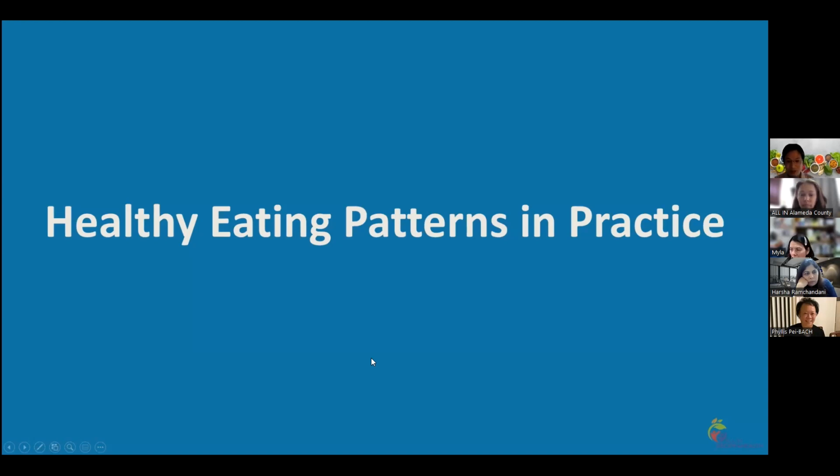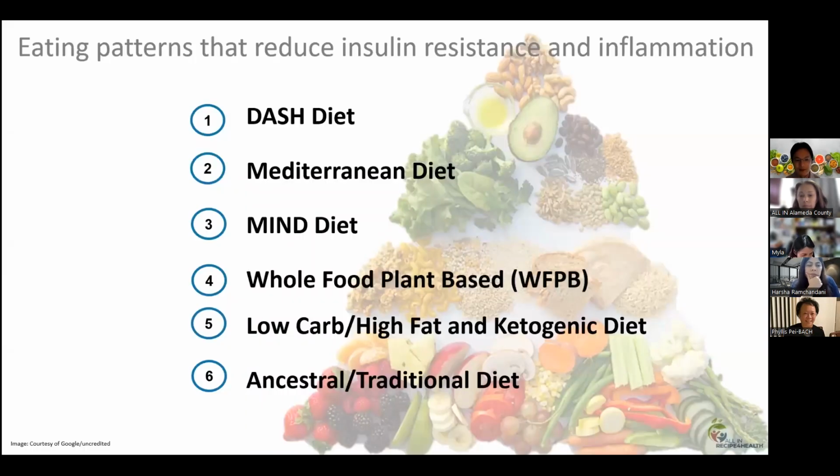That's the clinical portion. We're going to get into healthy eating patterns. And so here we go. This is the stuff that you hear about in the literature and in science, but we're going to go deep into that, or touch into that, and then come out again. There are 6 patterns that are recognized eating patterns, sometimes called diets, that reduce insulin resistance and inflammation. The DASH diet, the Mediterranean diet, the MIND diet. I don't know if you've heard of that. I think Marjorie might be interested or may know about that.